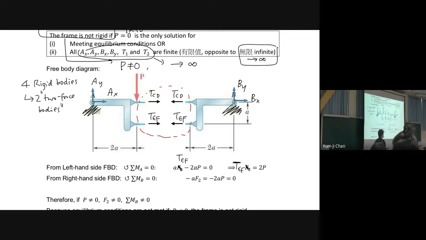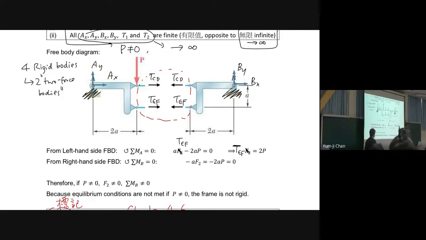And this is from the left hand side. From the right hand side, we take moment about P equal to 0. Of course, we don't count these moments. What we have is A times TEF minus 2A times P equal to 0.